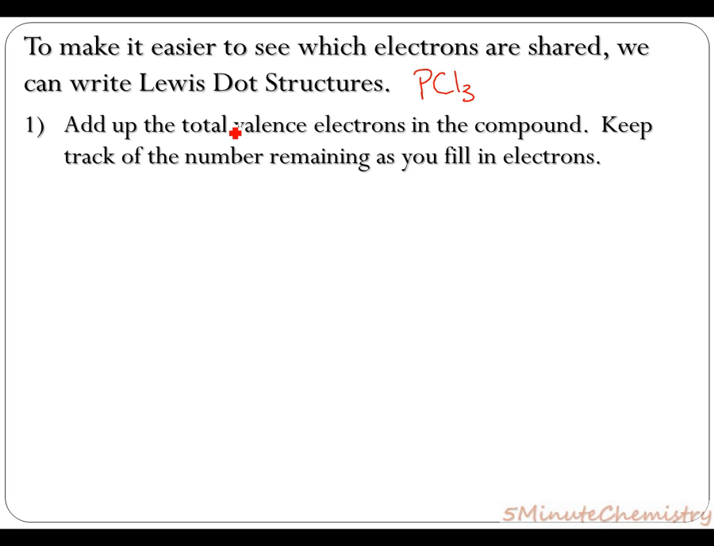The process involves adding up your total number of valence electrons in the compound. Phosphorus has 5 valence electrons, in group 5A, and chlorine has 7. However, there are 3 chlorines, so we must multiply by 3. That gives you 21. Add to that the 5 from phosphorus, and we have a total of 26. It's very important to keep track of the number. As you start filling in electrons in the structure, you're going to subtract those from here.